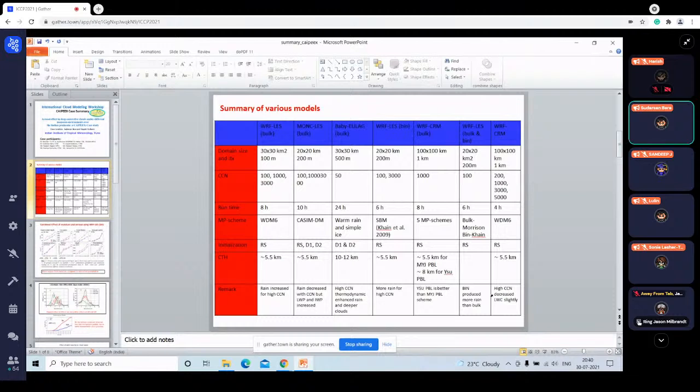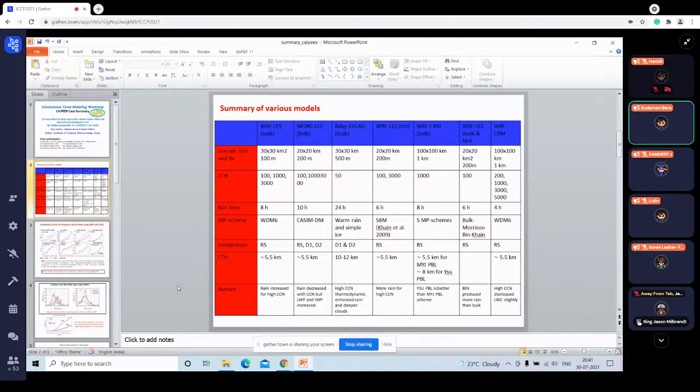So this is the summary of various model simulations from this case. In total, 7 simulations were done in WRF and other models, using LES, bulk and bin schemes, as well as the WRF CRM model. There are various domain sizes and resolutions. Different CCN cases are done, from 100 up to 5,000 in some simulations, and various microphysics schemes are used. Some people used radiosonde only as the initialization, and some people used the D1 and D2 domain mean sounding.